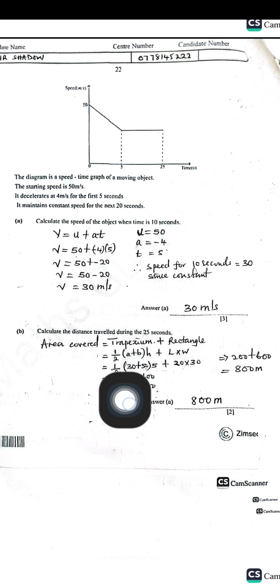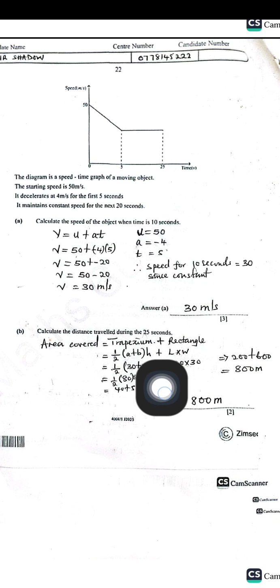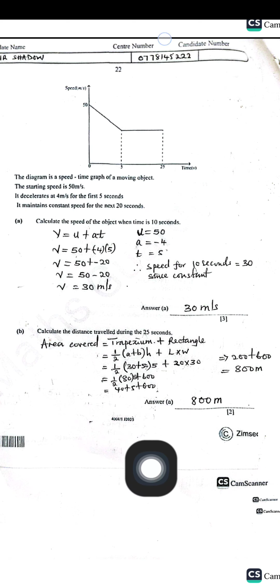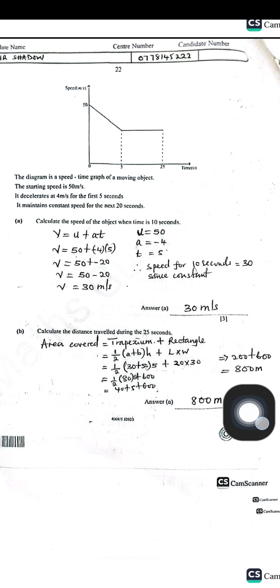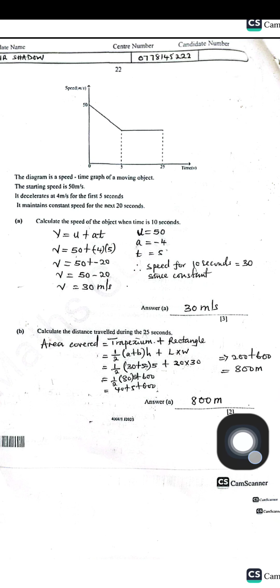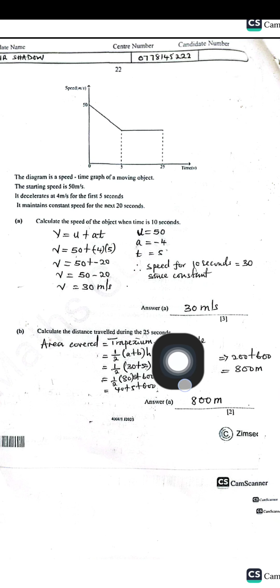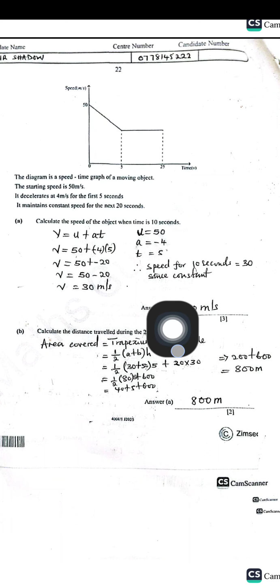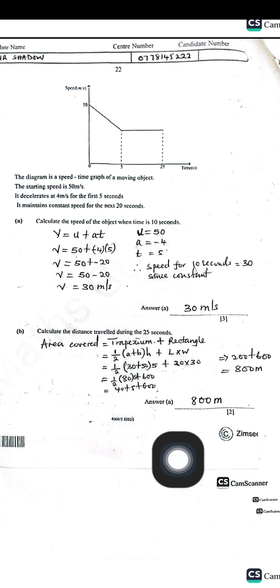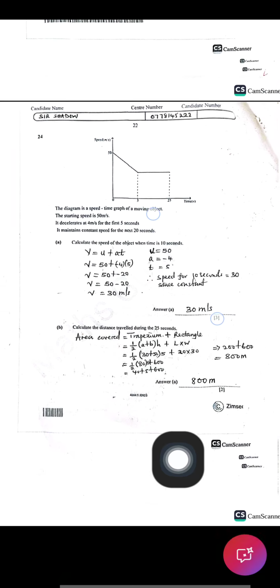So I'm now saying half of 30 plus 50, which is 80, half of 80, which is 40. 40 by 5. It's not plus. It's 40 by 5. 40 by 5, I get 200, plus 600. They now get 800 meters. This is the area, but the area is also known as the distance traveled during the 25 seconds.